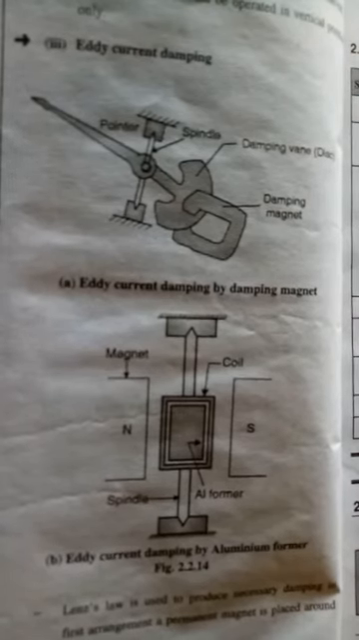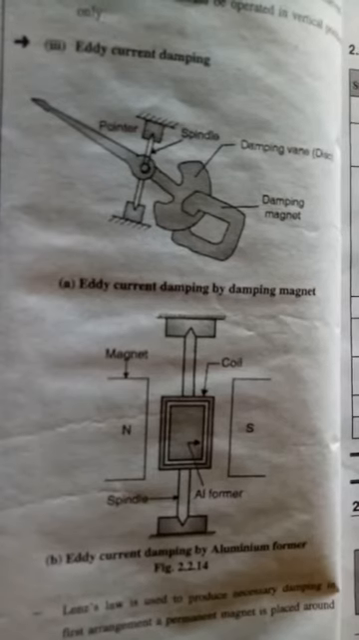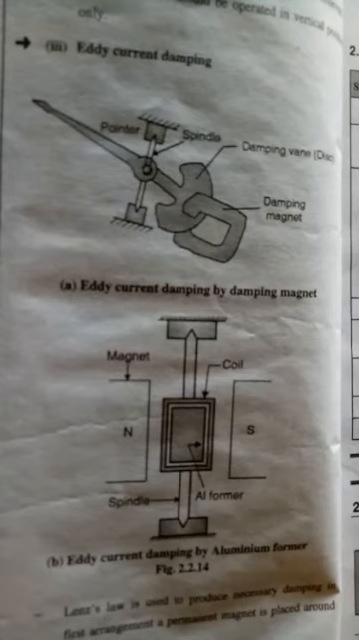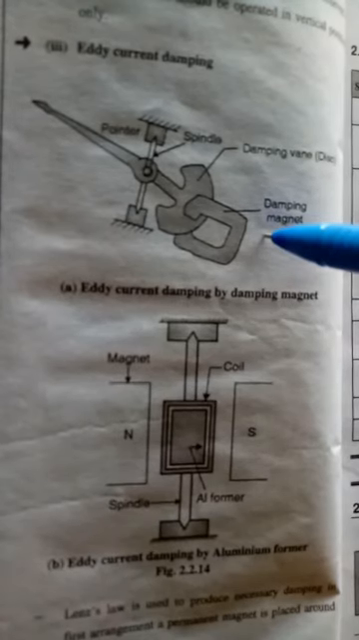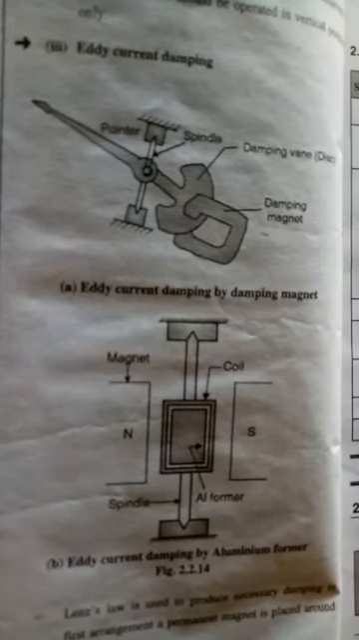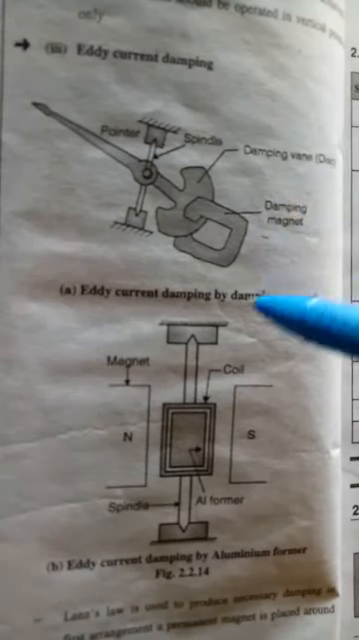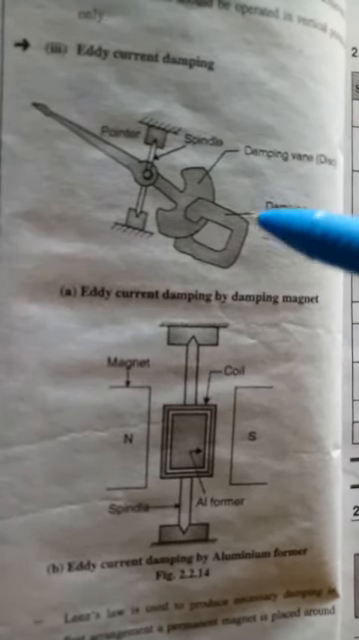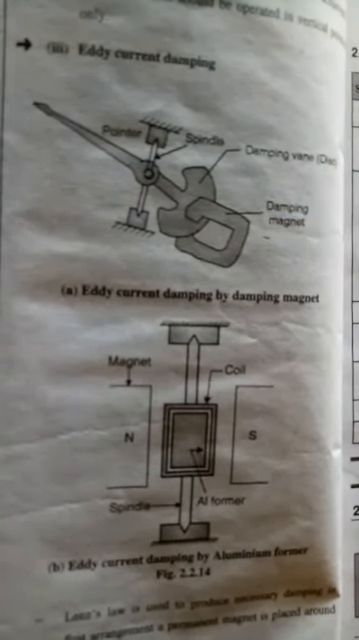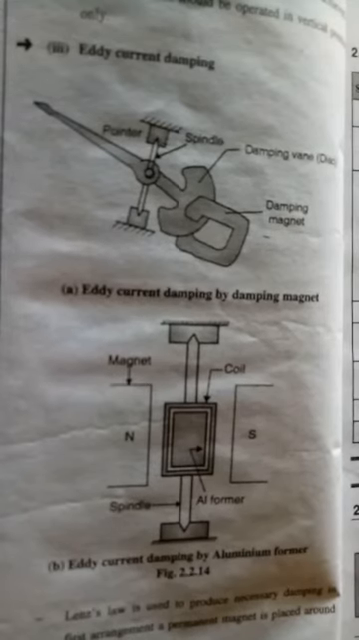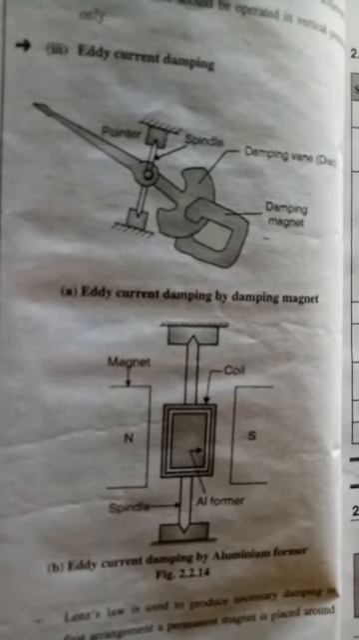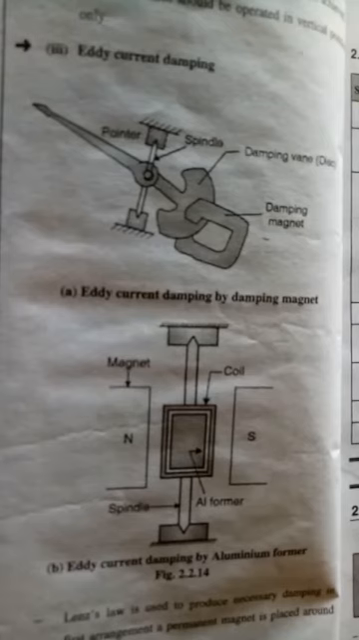In the first arrangement, a permanent magnet is placed around the rotating disc. The flux of the permanent magnet, that is the damping magnet, is cut by the rotating disc and an EMF is induced in it. According to Lenz's law, this EMF opposes the cause producing it, thus its rotation is opposed.